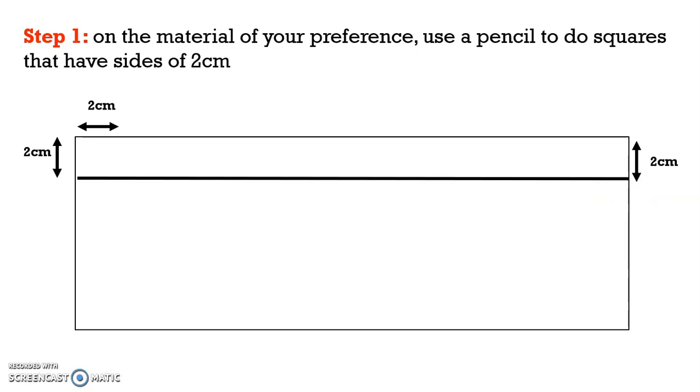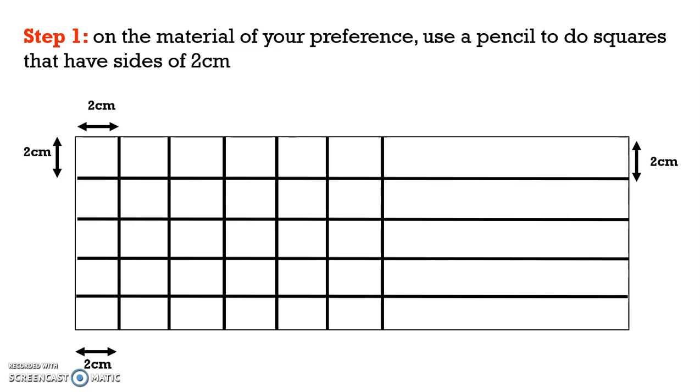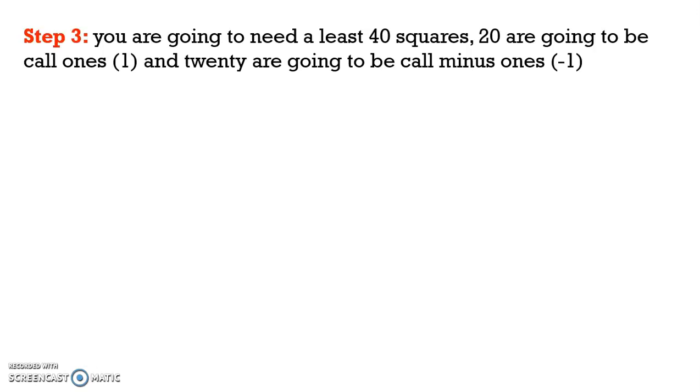Once you have done that, you're going to check here 2 centimeters. You're going to check on the bottom 2 centimeters, and then you're going to cross a line. And you're going to repeat this exercise in the horizontal way and in the vertical way, so you are able to make a lot of squares. How many squares do you need? Well, you're going to need at least 40 squares, because 20 are going to be called ones and 20 are going to be called minus ones.